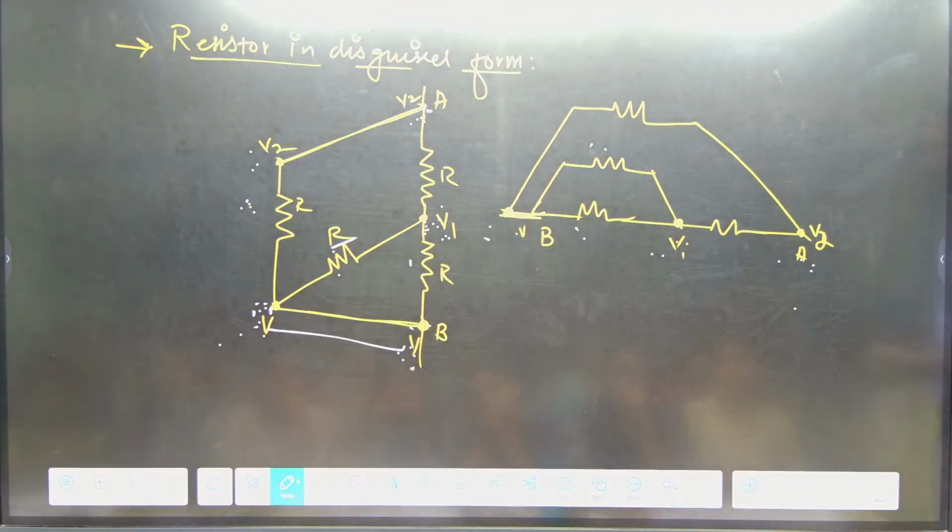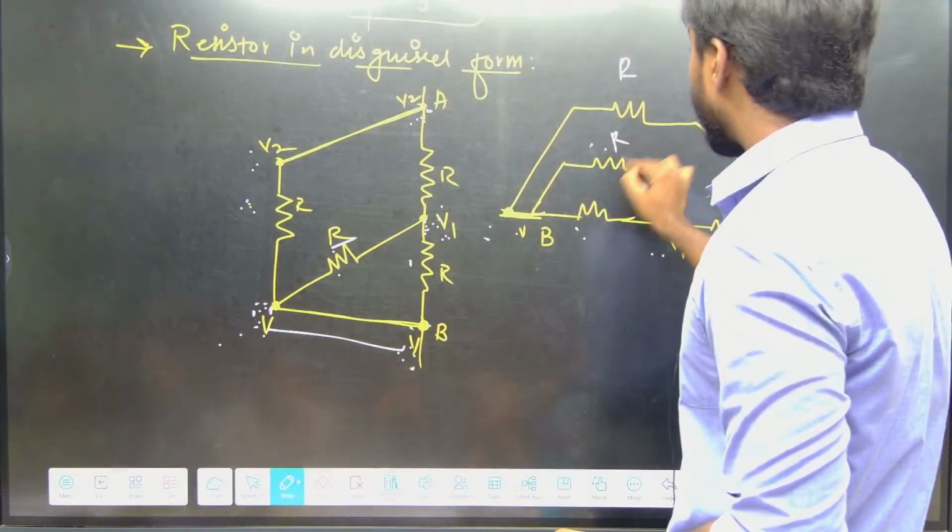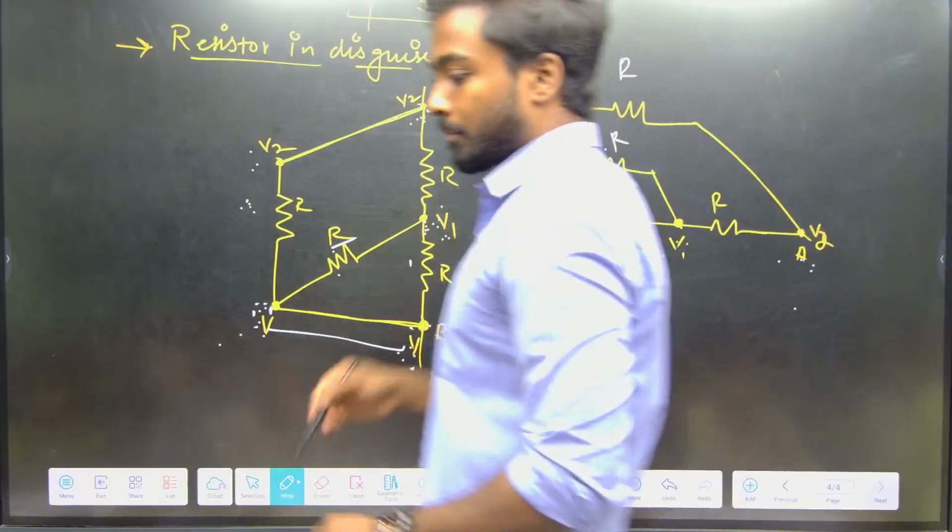So can you get the answer for this circuit now? Get it first. Everything is R. R, R, and this is R, and this is also R.